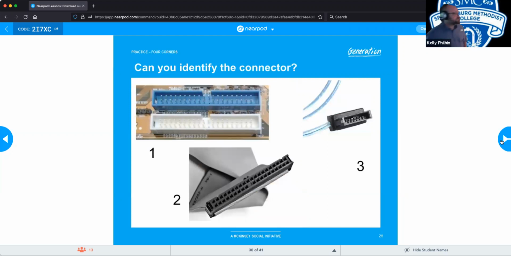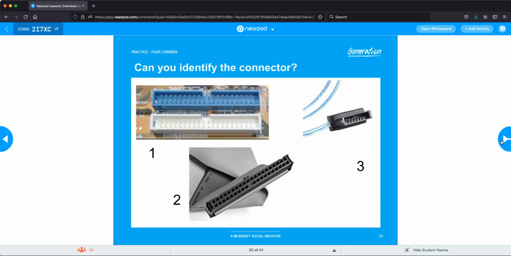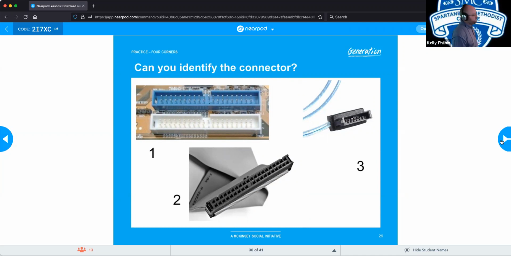All right. Connectors. Number one. Humberto, what is number one, please? I think that is a PATA, IDE. Very good. That is an IDE or PATA. Excellent.